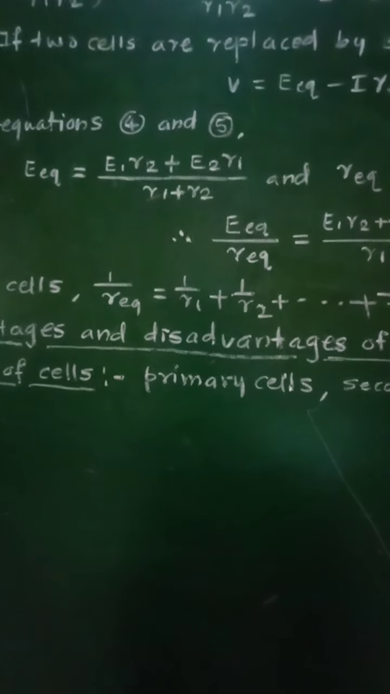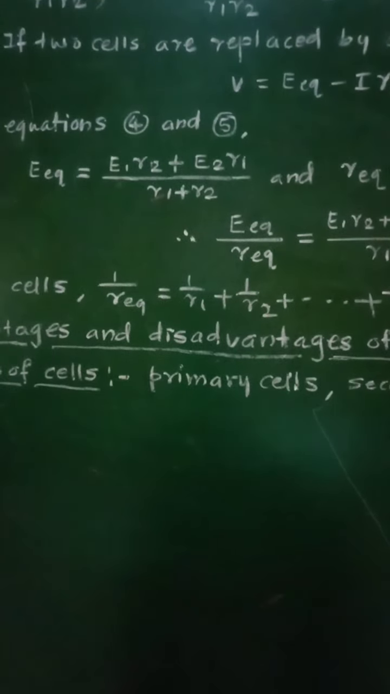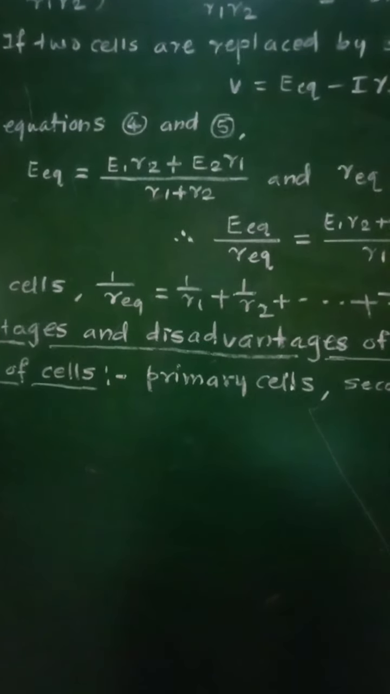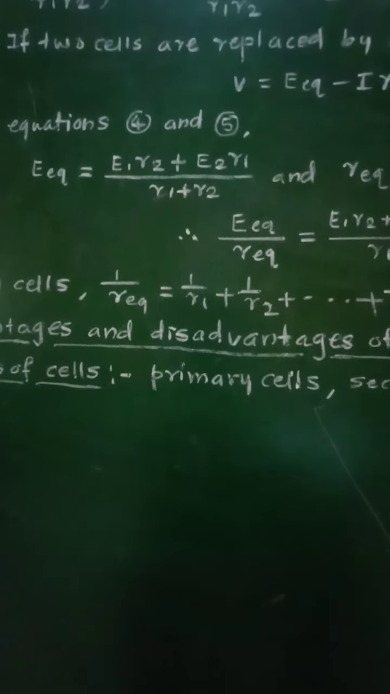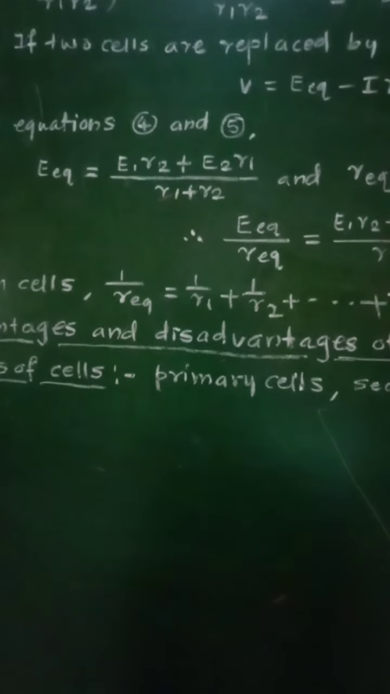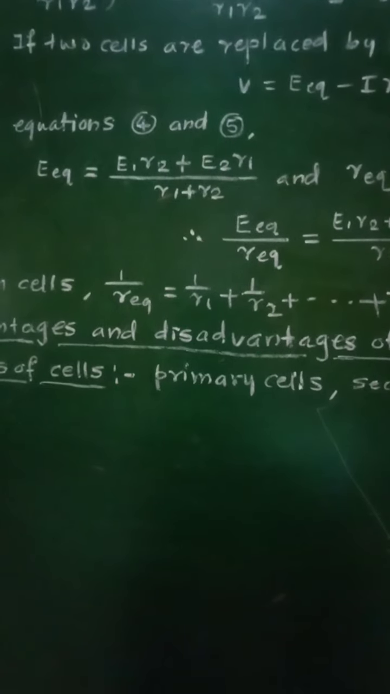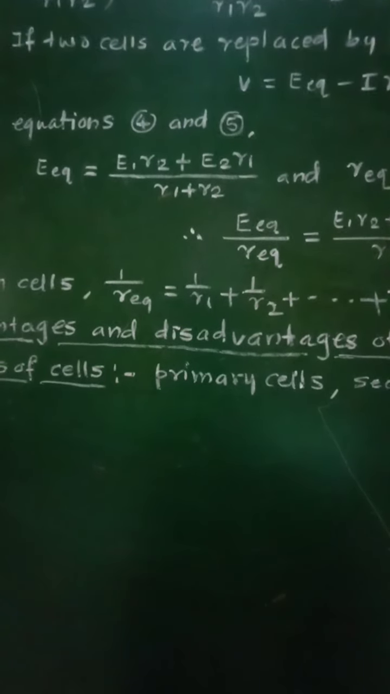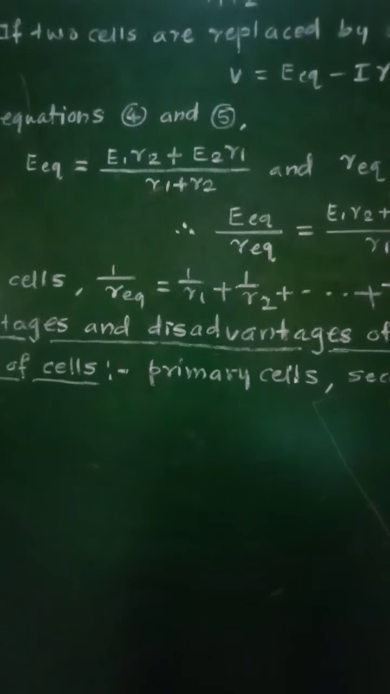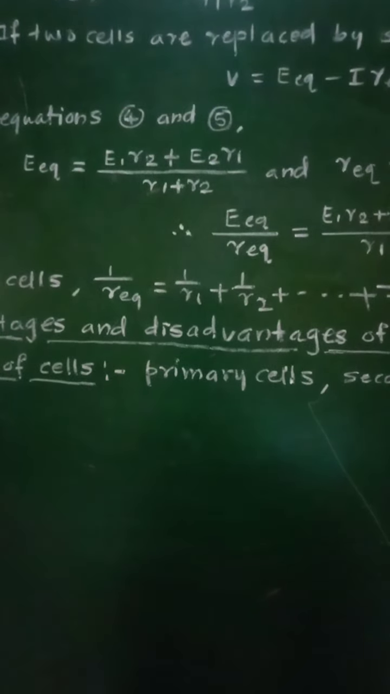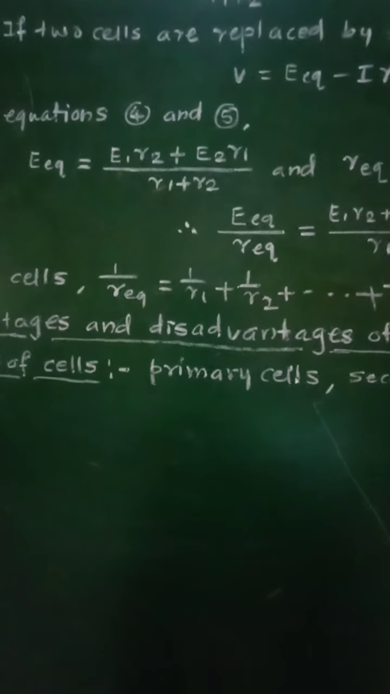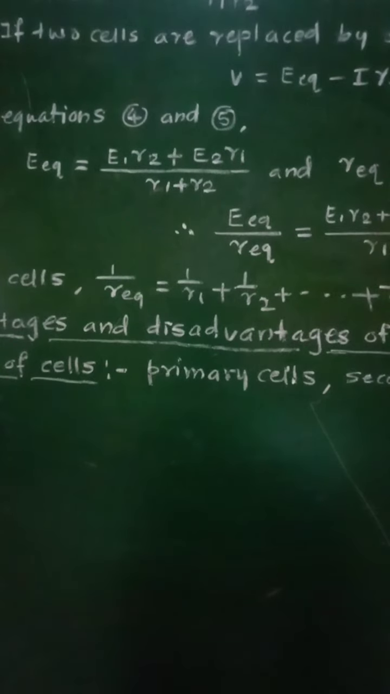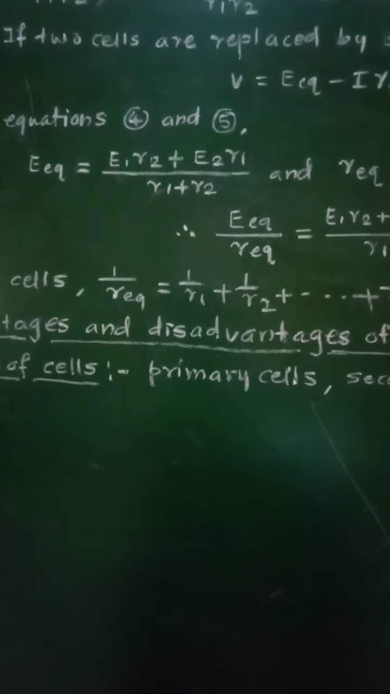Now let us see the disadvantages of cells in parallel. What are the disadvantages of cells in parallel? The disadvantage is that the voltage developed by the cells in parallel cannot be increased by increasing the number of cells present in that circuit.